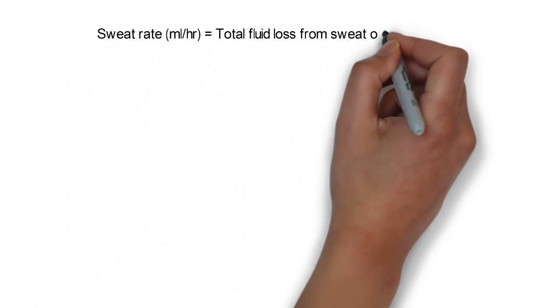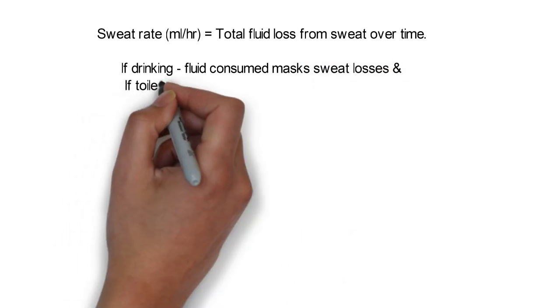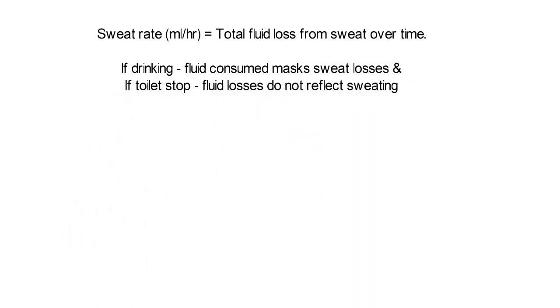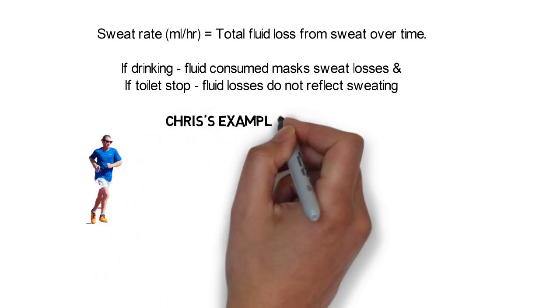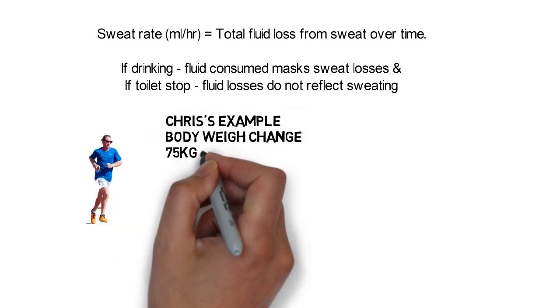Sweat rate is calculated in mils per hour. It's equal to the total fluid loss from sweat over time. So if you drink, the fluid consumed masks some of the sweat losses that you've seen, and if you stop to go to the toilet, the fluid losses do not reflect sweating.